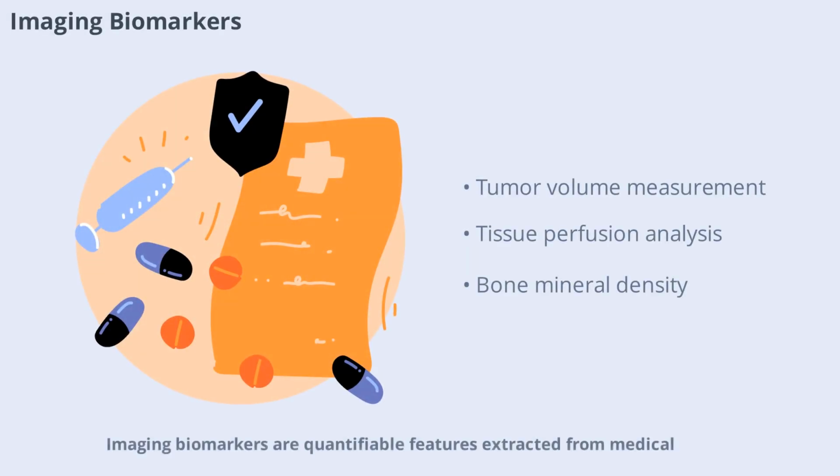Imaging biomarkers are quantifiable features extracted from medical images that provide information about normal or pathological processes. Examples include tumor volume, tissue perfusion, or bone mineral density. These biomarkers are essential for diagnosing diseases, monitoring treatment response, and predicting outcomes. Quantitative research methods help validate the reliability and clinical relevance of these biomarkers, making them powerful tools in modern radiology.